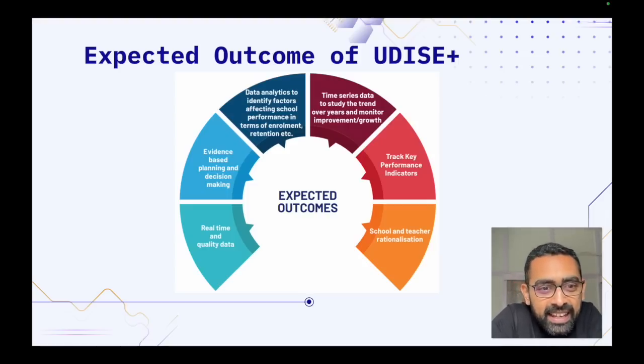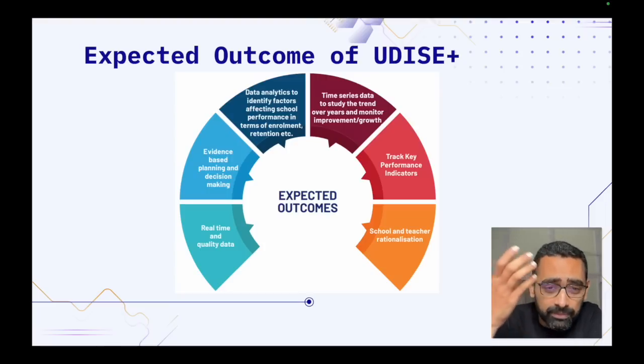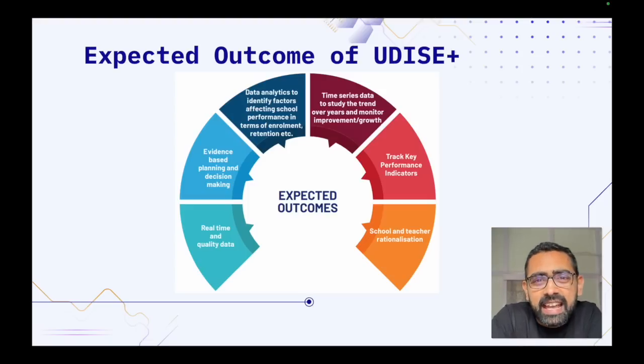Now, evidence-based planning and decision-making. If you want to plan a new scheme or improve something, first you have to see the ground realities, what is there on the ground. For that, this UDISE is like a blessing. If we have updated data all the time, then decision making can be very easy. We can do a lot of data analytics to identify factors affecting school performance. Performance also covers student progression from one year to the next. Essentially, you have to enter the percentage and the attendance of the student. So everything gets captured, and it helps us in doing this kind of analysis.